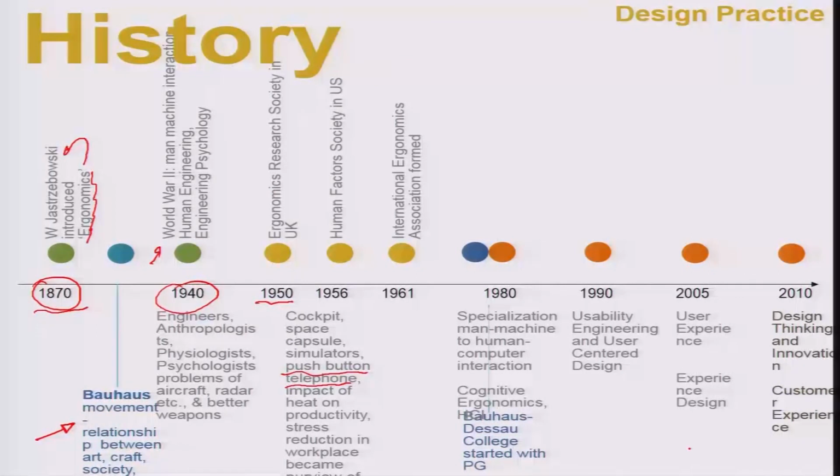The impact of environmental aspects on creating productivity in the work atmosphere or reduction of stress in the workplace became almost a very common matter of study and common purview. So, in the 1980s, if we move forward, we see the specialization related to man machine to human computer interaction. On the cognitive side, or let us say the man machine interaction, also known better as human computer interaction interface, was necessitated.